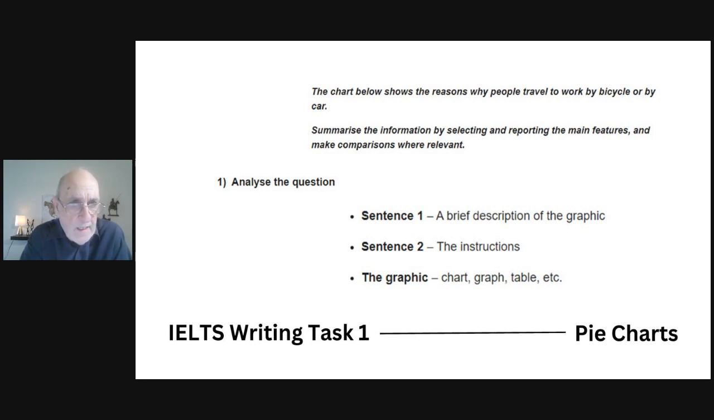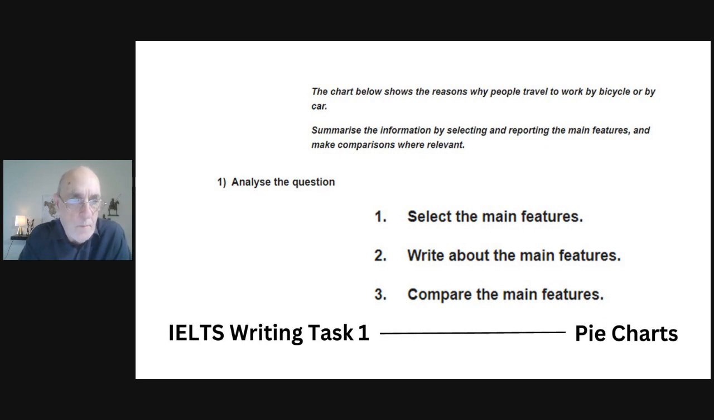And then in sentence number 2 of the question, you have your task. You have your instructions, and it's so important to read the instructions and be aware of exactly what you have to do. And in Writing Task 1, you summarize the information, you select and write about the main features, and you make some kind of comparison between the main features. And then also in the question, you have your graphic, your chart, your graph, your table. And in this case, in this lesson, we're looking at pie charts.